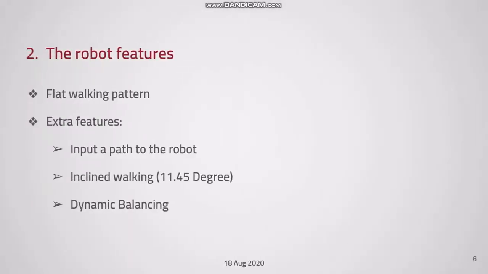So what does our project do now? It can walk on a flat plane. It can also follow a path that's given to it by the user. It can walk on inclined planes up to 11.45 degrees. It also has a dynamic balancing system, which allows the robot to adapt to any change in the inclination angle of the floor it is walking on.